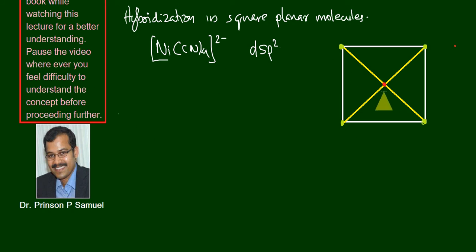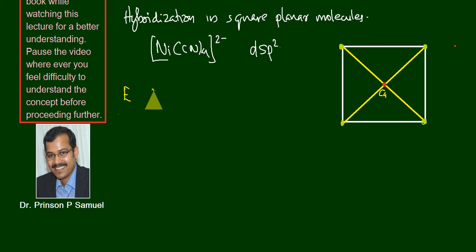The C4 axis will be passing through this point. So let me write the symmetry elements here. Okay. Obviously we have E. Okay. The identity operation is there.